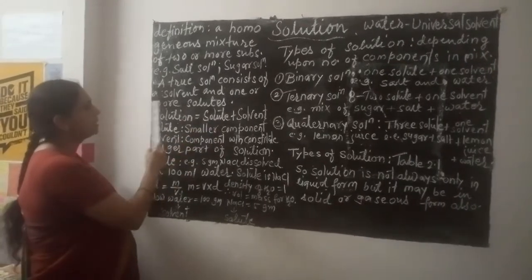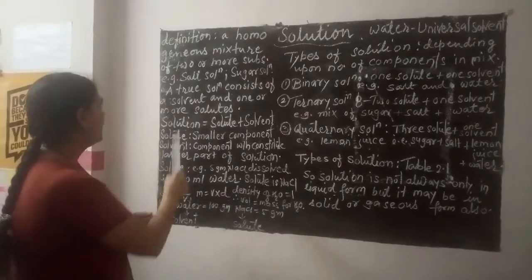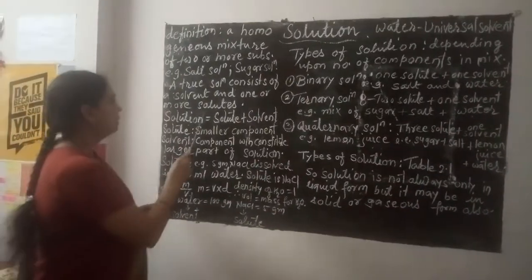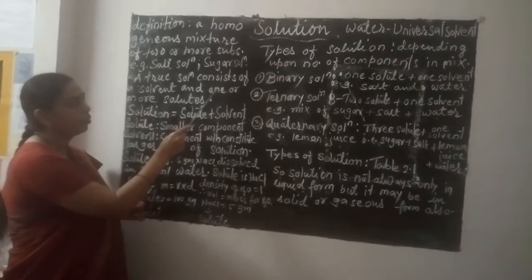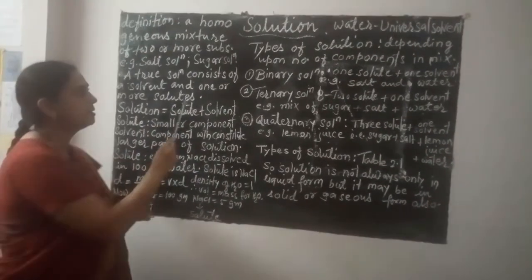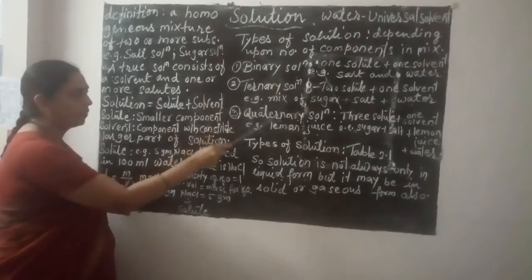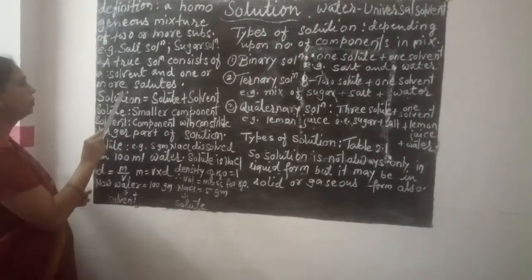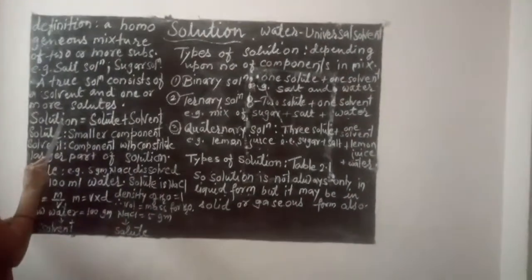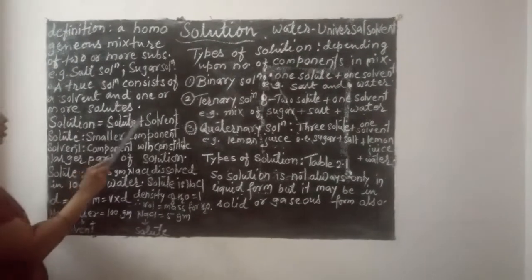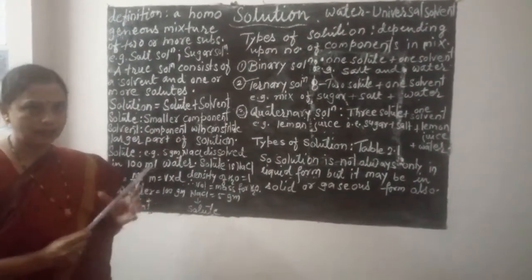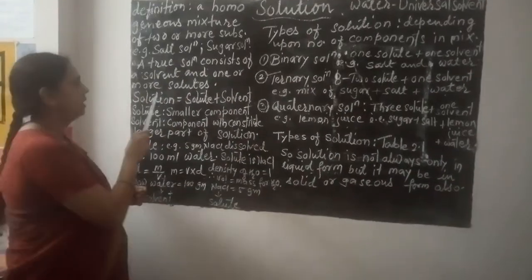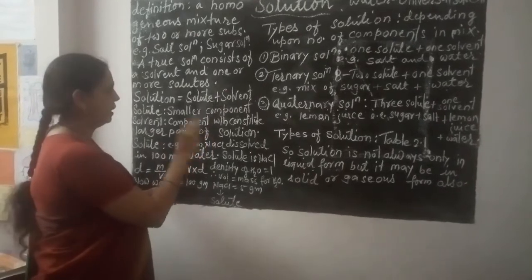Now a true solution consists of a solvent and one or more solutes. Depending upon the number of solutes, these solutions are classified as binary, ternary, quaternary, etc. But first we will see about the solution. So solution is equal to solute plus solvent. You can remember it in a very short way: what is solution? It is solute plus solvent.